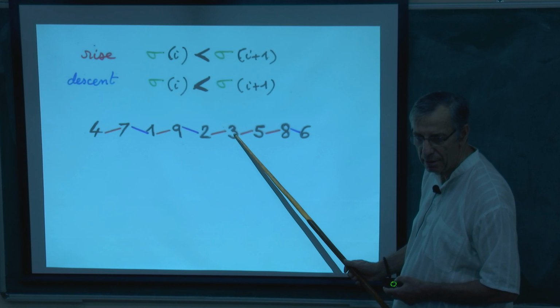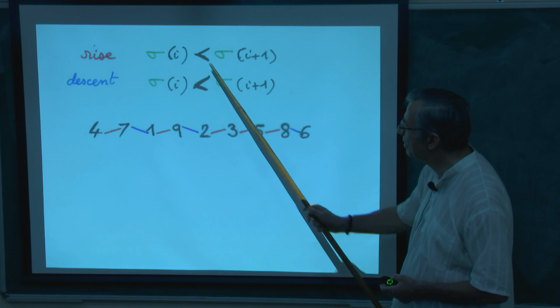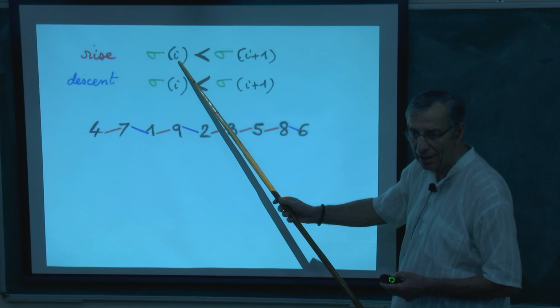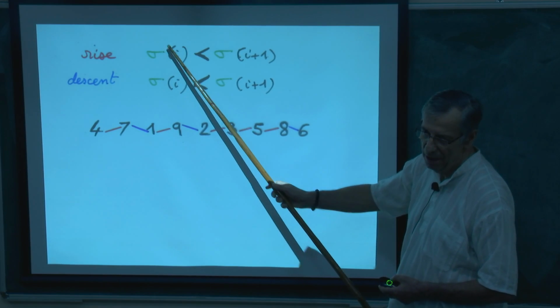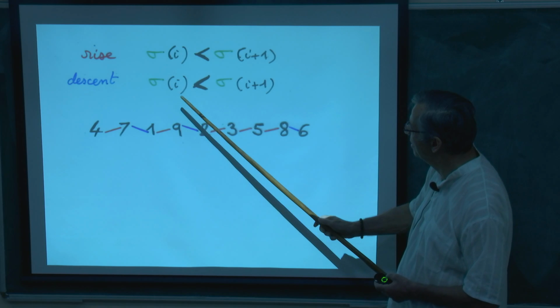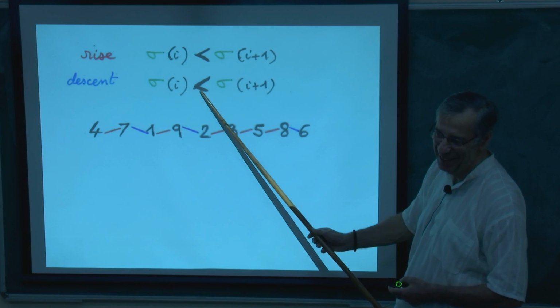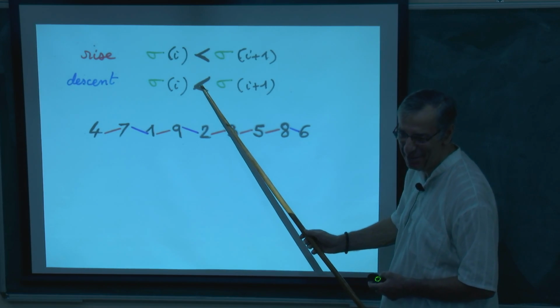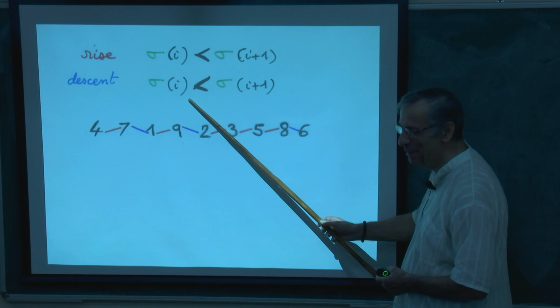I put the rise in red, and the descent in blue. So sometimes we say there is a rise at index I, or there is a rise at the value sigma of I. Typo: greater than sigma of I for a descent. Yes, a descent should be greater. Good, I see everybody is following very carefully. So replace this by greater.